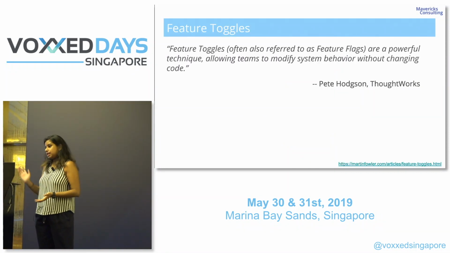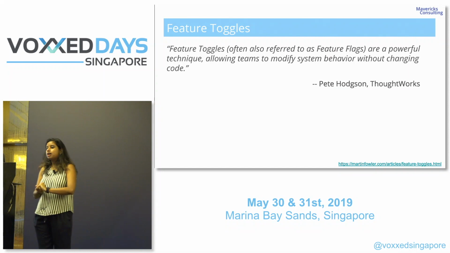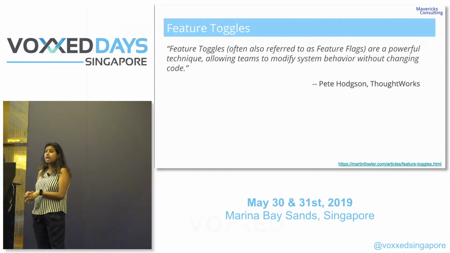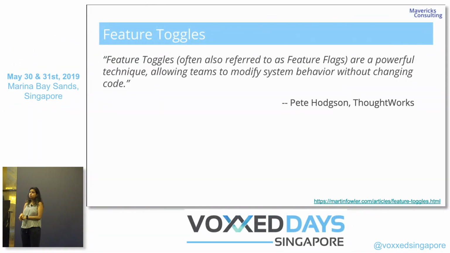So feature toggles, as Pete Hodgson says on the ThoughtWorks blog, also referred to as feature flags, are a powerful technique allowing teams to modify system behavior without changing code. As the name suggests, it's a switch that allows you to toggle your features on and off as per your requirement. There are multiple ways of doing it. I have put together a short demo, which I'm going to show in a bit.